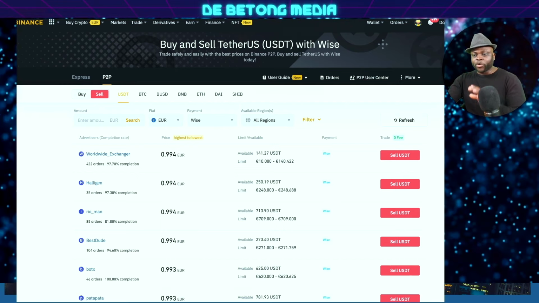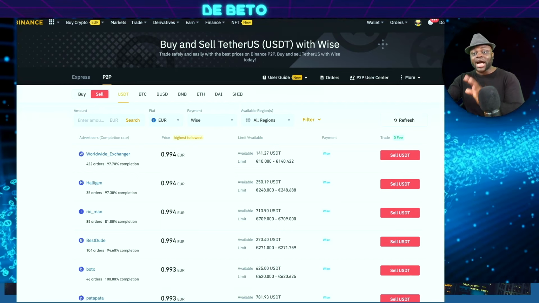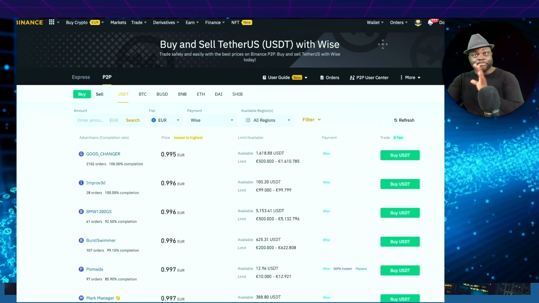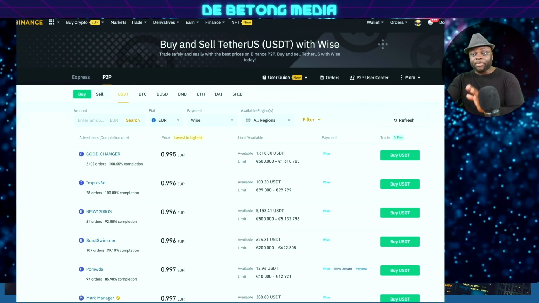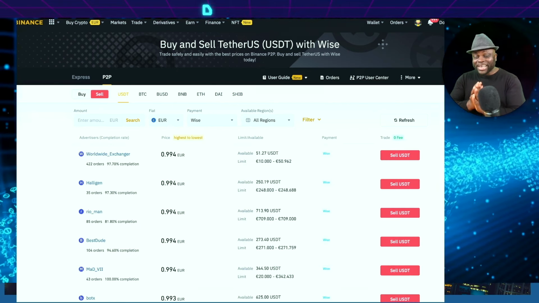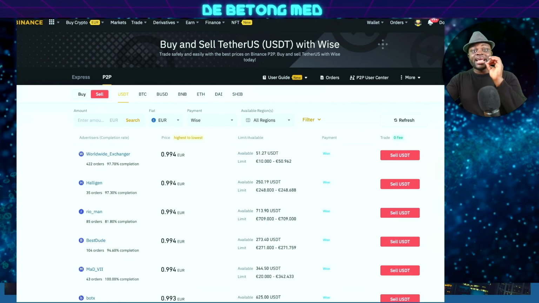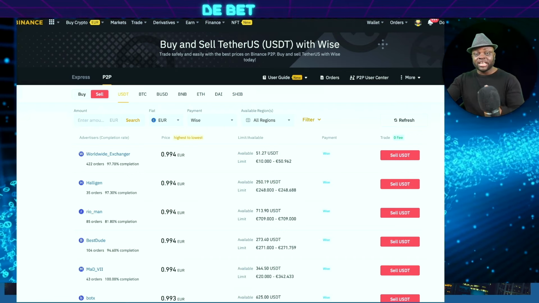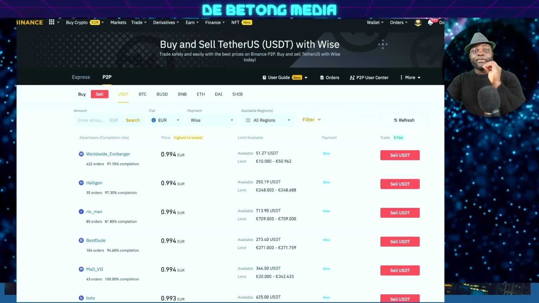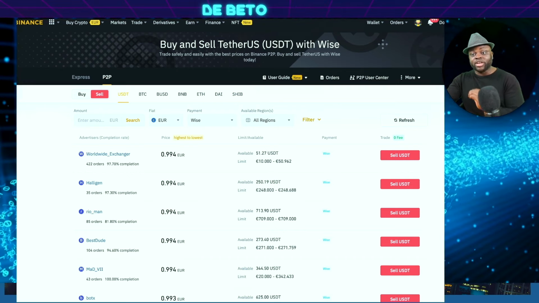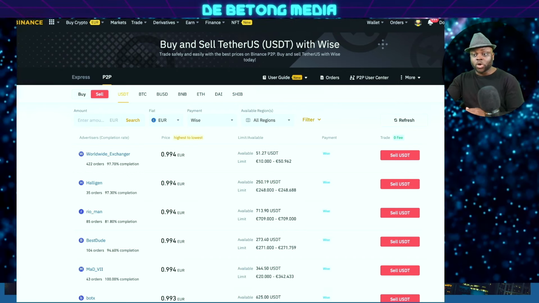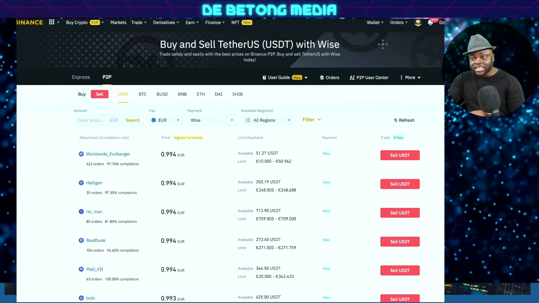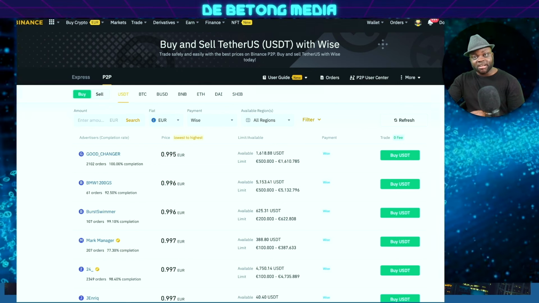Let's say, for example, you want to place a sell advertisement. Your ads will appear on the buy section, and if you're placing a buy advertisement, your ads will appear on the sell section. I repeat, if you are placing a sell advertisement, it will appear on the buy section of this interface, and if you are placing a buy advertisement, it will appear on the sell section. So these are those who have placed a buy advertisement, and these are those who have placed a sell advertisement.